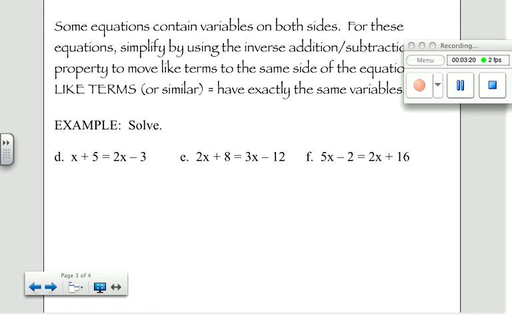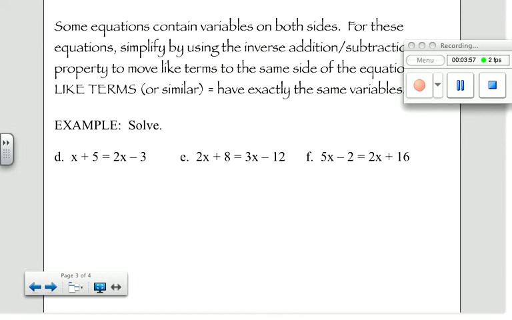Some equations contain variables on both sides of your equal sign. For these equations, simplify by using the inverse addition-subtraction property to move like terms to the same side of the equation. Meaning you're going to put the x's on one side and your numbers on the other. Like terms have exactly the same variable. So you can't move a negative 3 and put it with an x. Those aren't like terms. But with D, you can move the 2x and x together.